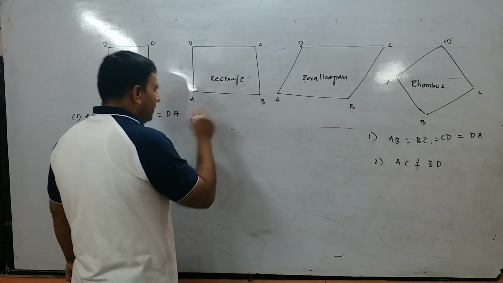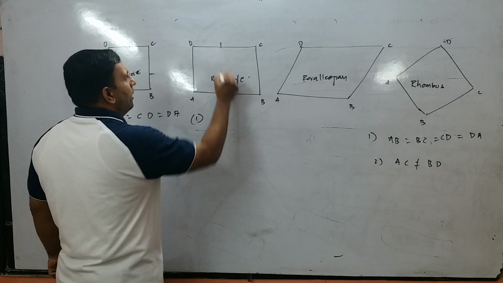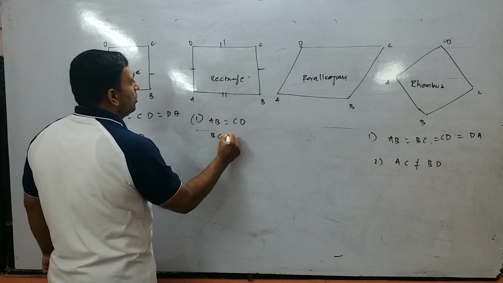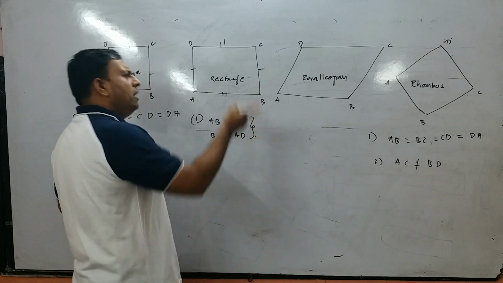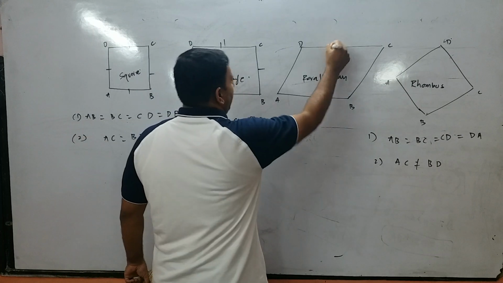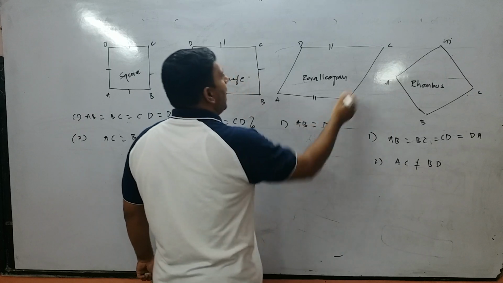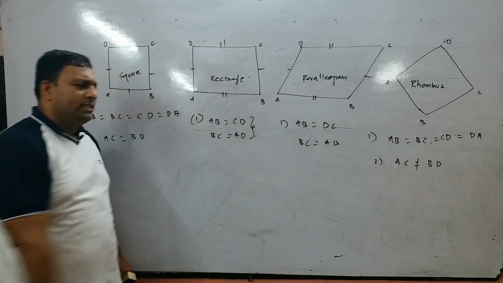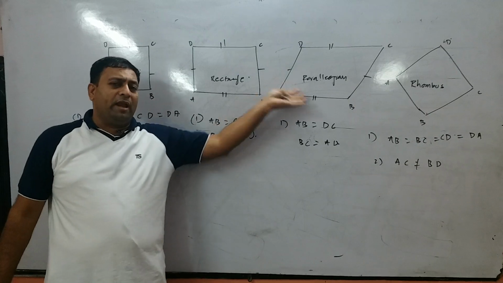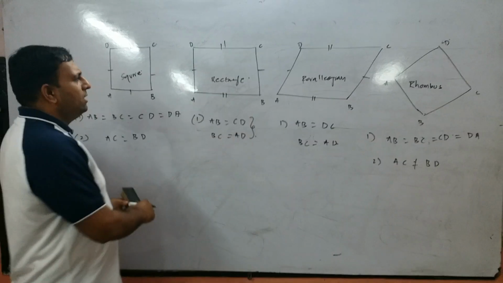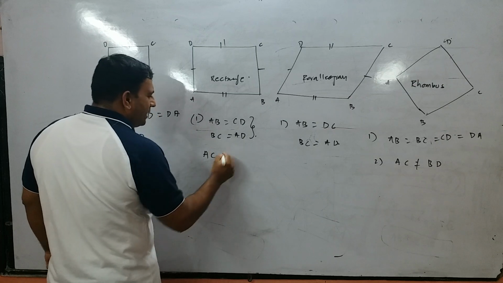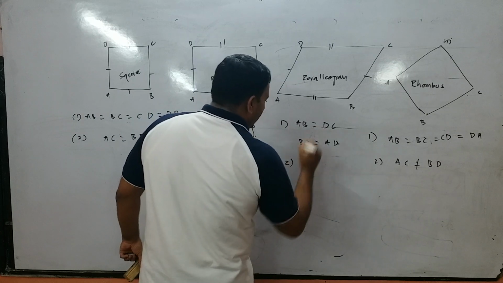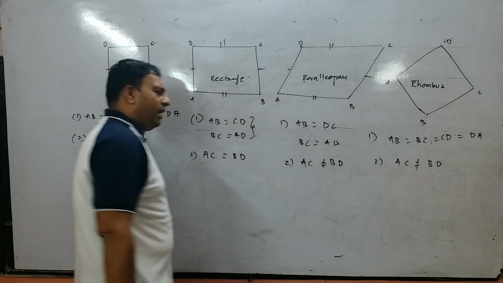Now here in a rectangle, we know that opposite sides are equal. Opposite sides are equal means AB is equal to CD. Similarly, BC is equal to AD. In a parallelogram also, opposite sides are equal. AB is equal to DC and BC is equal to AD. In parallelogram and rectangle, both have opposite sides equal. Then how will you differentiate whether this is a parallelogram or a rectangle? Again, the diagonal concept. In a rectangle, diagonal AC is equal to BD, the second condition, whereas in a parallelogram, diagonal AC is not equal to BD. Very, very important.